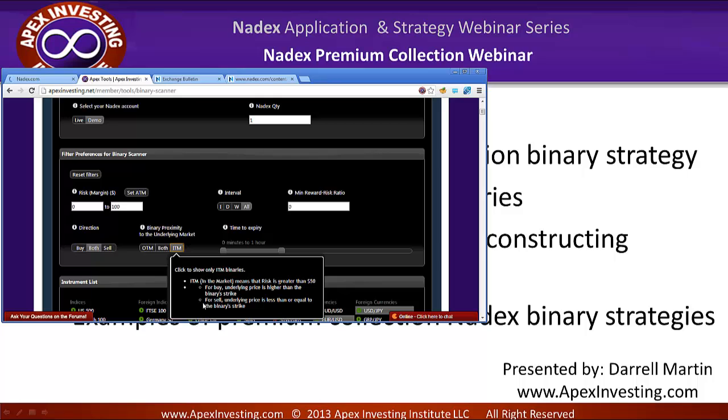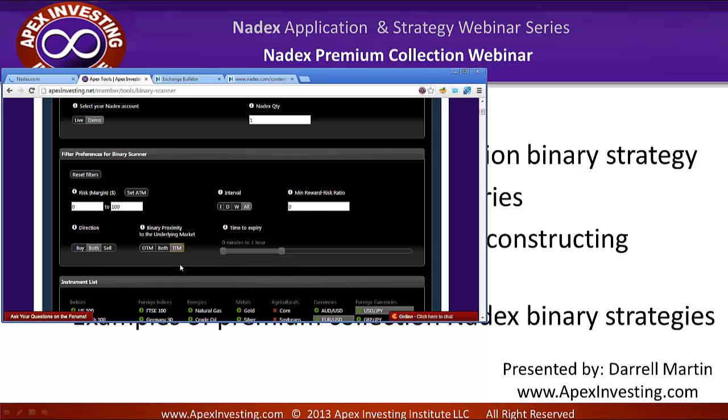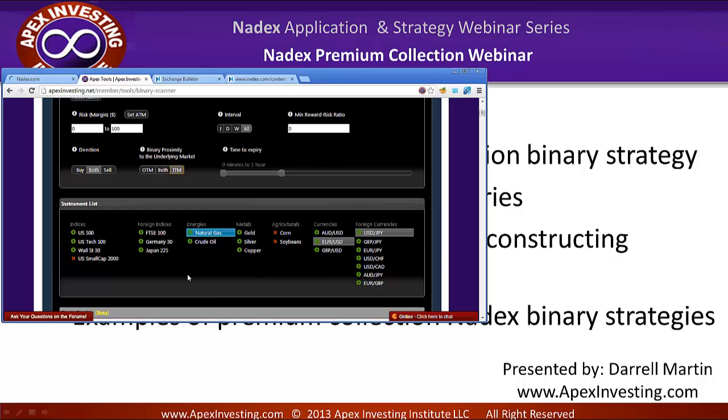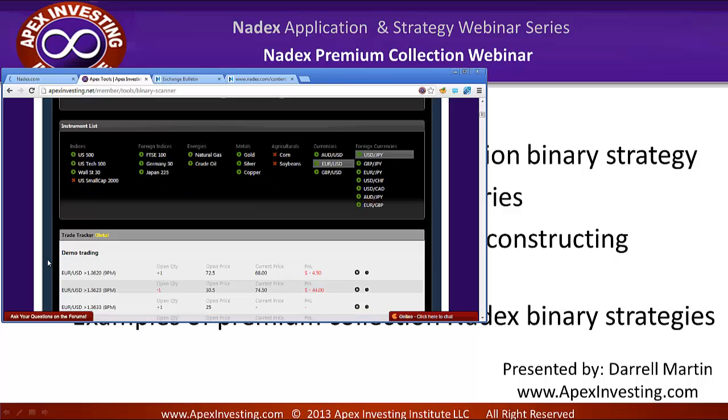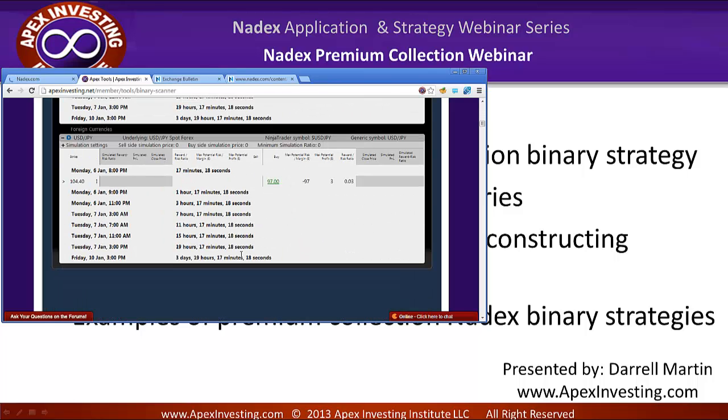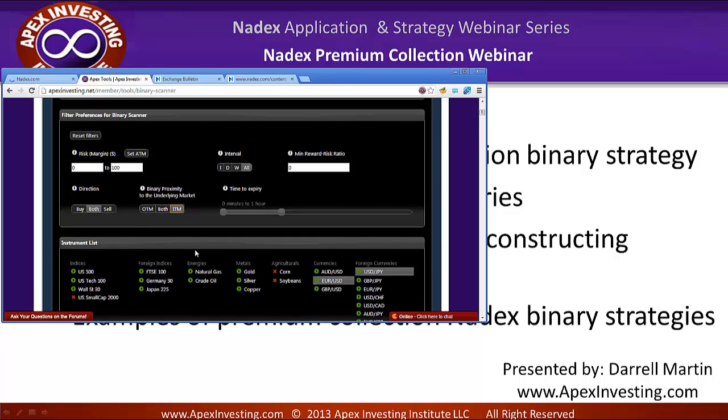Basically, what we're saying is the underlying market is already greater than that price on a buy, or the underlying market is already less than or equal to that price on a sell. So if it doesn't do anything, I'll make money. That's why it's in the money, okay? And so I can choose in the money, and that'll automatically limit all the strikes I see to ones that are in the money.